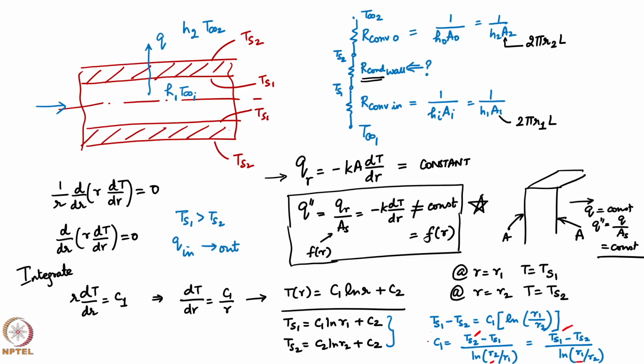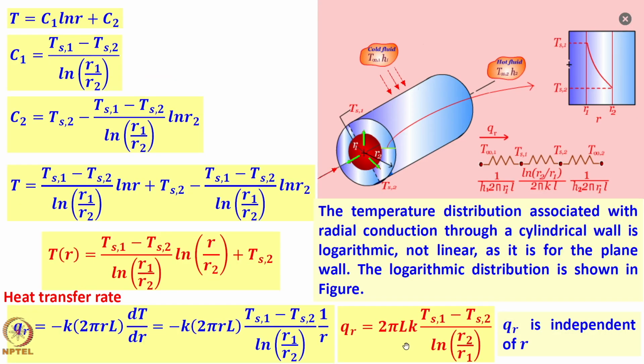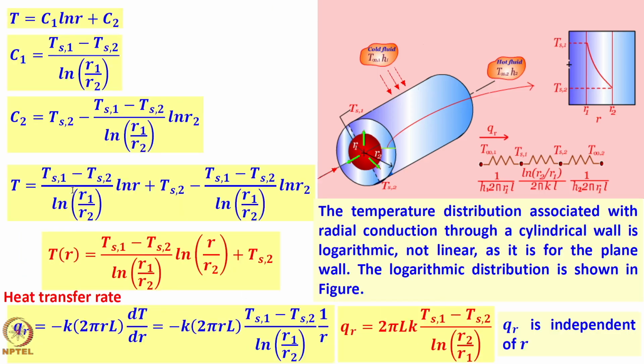I substitute for C1 in any of these, either this or this, whichever I want, and I will get C2, and that is what is shown in the slides here. So C1 and C2 have been obtained. C1 and C2, therefore, when I put together to get my temperature distribution, I get T is equal to Ts1 minus Ts2 divided by log of R1 by R2, times log R.